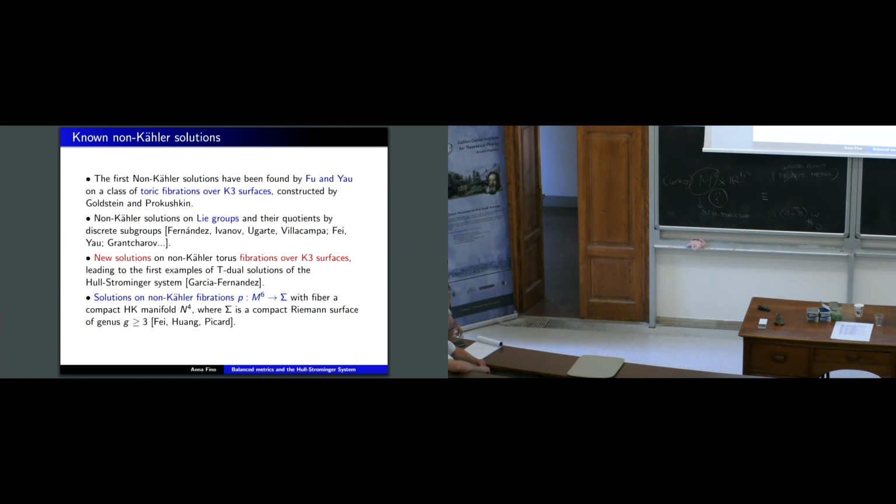And there is also a nice construction, again involving compact hyperkähler manifolds. This extends a previous construction by Alfred Gray, essentially using fibration over a compact Riemann surface. You need genus g bigger than or equal to 3 for the existence of a balanced metric, essentially. And we fiber a compact hyperkähler manifold. That's also nice. But let's go to the construction that we generalize.